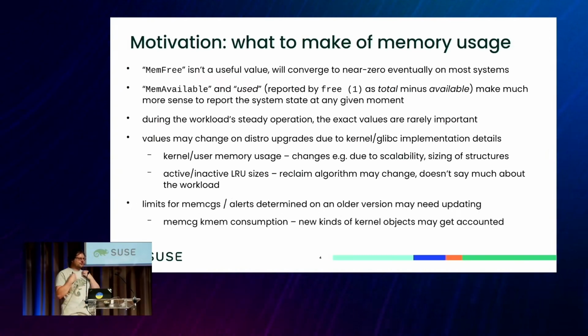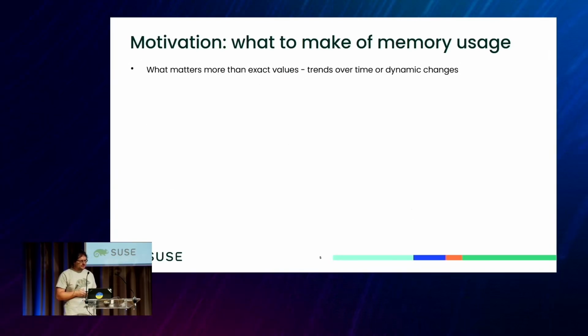Yeah, and for example, if you try to set up limits for memory cgroups based on an old version, or some alerts in your monitoring, and then upgrade, then suddenly you will get out of these limits or get alerts. And yeah, for example, in memcg, new kinds of kernel objects can get accounted, which will contribute to the consumption, but it just wasn't visible before.